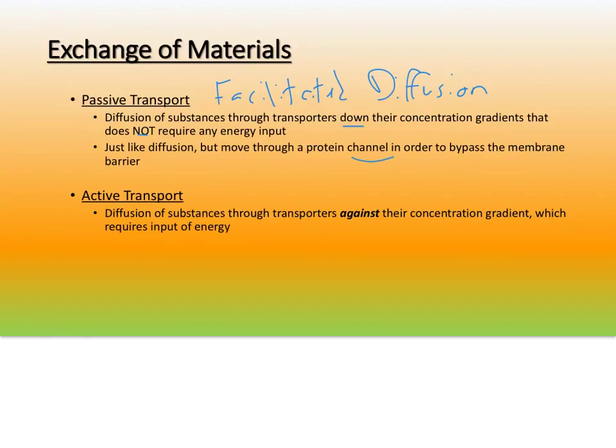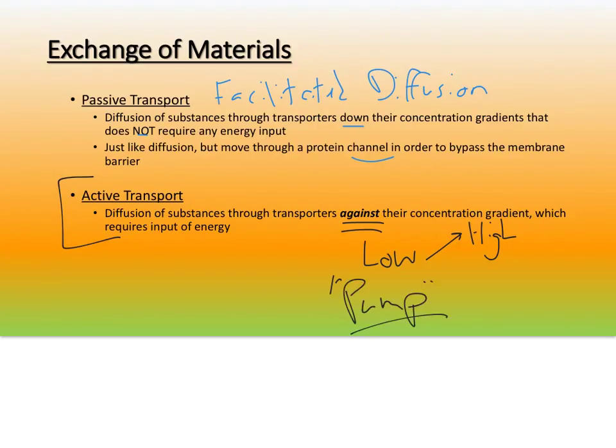Now, the other option that you saw in the little blue box on the last slide is active transport: diffusion of substances against their concentration gradient. So instead of going from high concentration to low concentration, these things are going to go from low concentration to high. We're going to have to push, or pump, molecules if they're going to go the wrong direction. And if you're going to pump molecules, you are going to need extra energy.